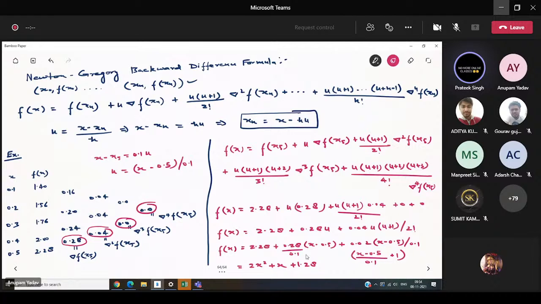circumstances we can have a more accurate result, so that is the key, that you should have more data. If you have more data, then naturally the interpolating polynomial is going to be a higher degree polynomial and your error will be less.